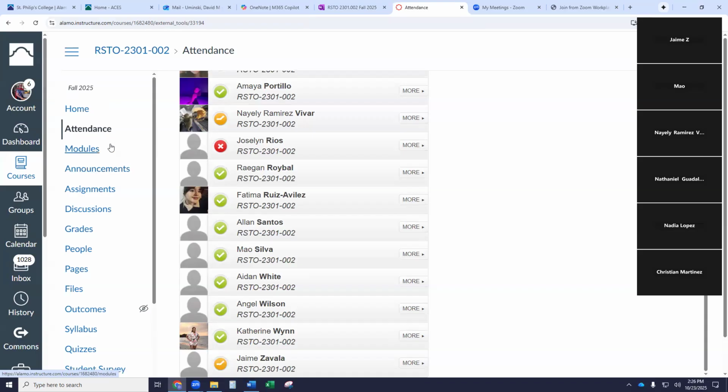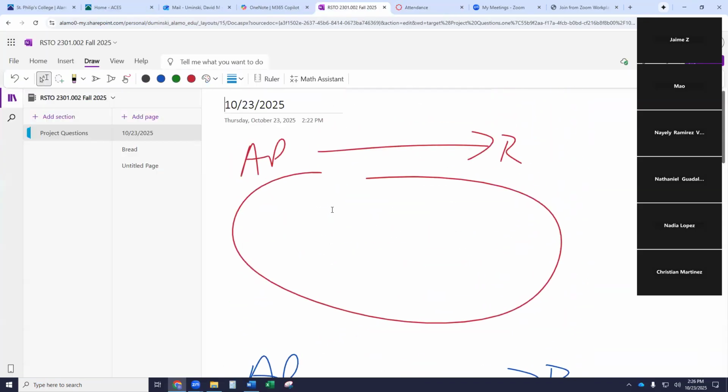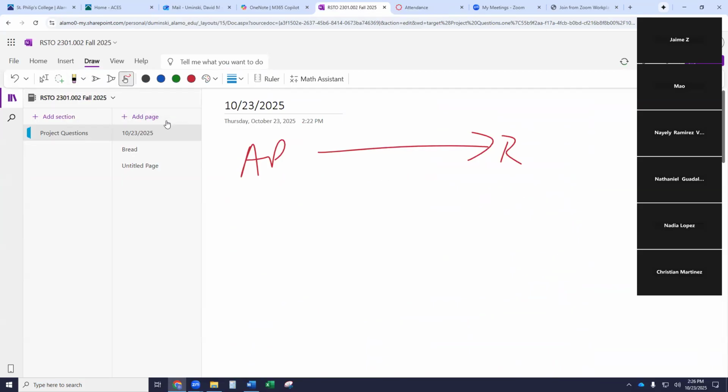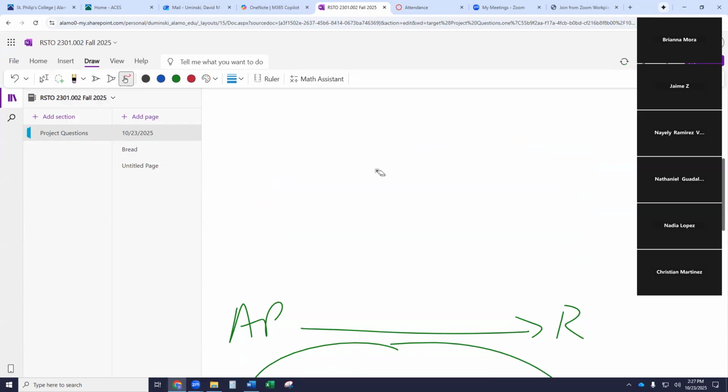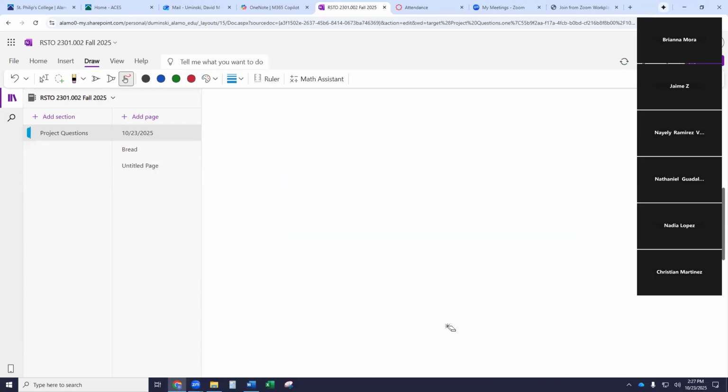Let me explain to you how the format for your questions is going to go. If you have a question for me, I'm going to open up my OneNote and I'm going to put AP to recipe. And then I'm going to say, walk me through your process. By doing that, I need to verify that you have actually attempted something rather than just expecting to receive the answer. Okay. I am happy to help you.